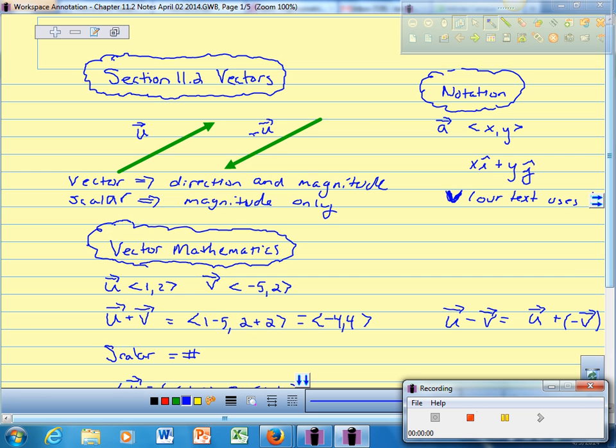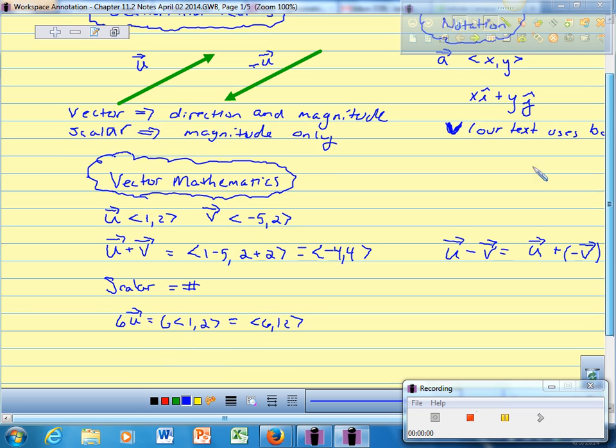Okay. All right. A little review of vector mathematics. Also, in our text, they use a bolded lowercase letter to represent a vector. All right? So we need to be able to identify that. Read the problem carefully so that you make sure you're picking up that we're talking about vectors.